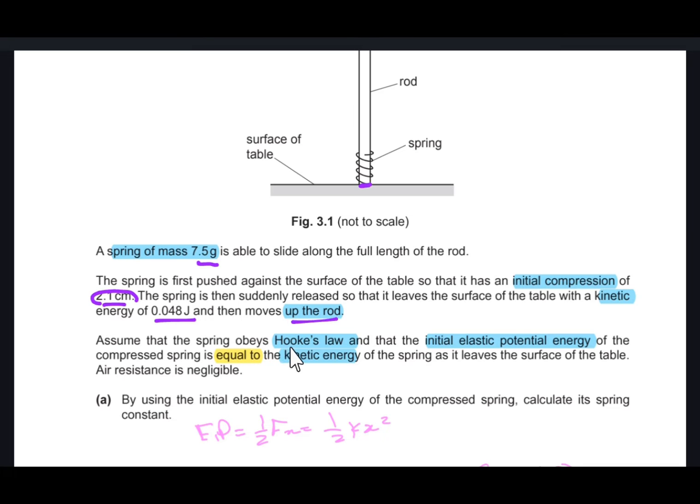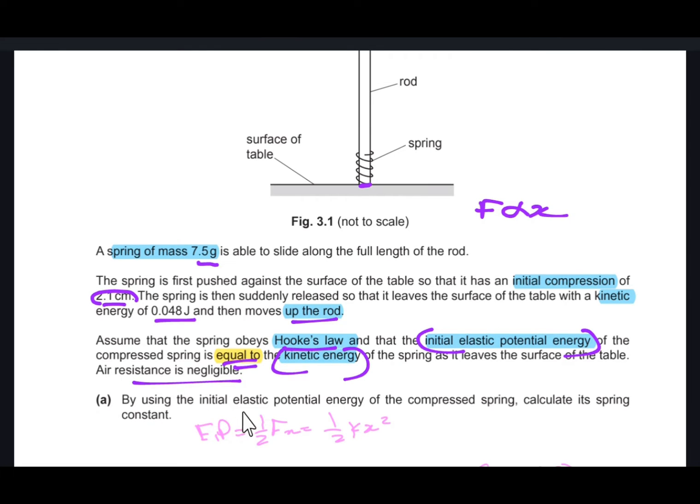Assume that the spring obeys Hooke's law. As it obeys Hooke's law, that means force is directly proportional to extension, and that the initial elastic potential energy of the compressed spring is equal to the kinetic energy of the spring as it leaves the surface of the table. You have to remember this. Air resistance is negligible. That means there is no work done against air resistance.